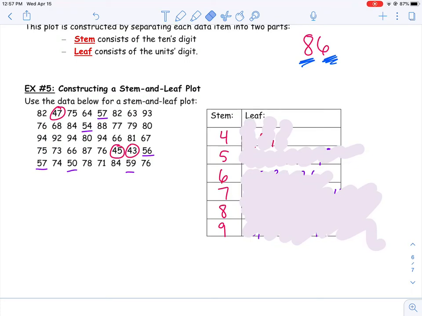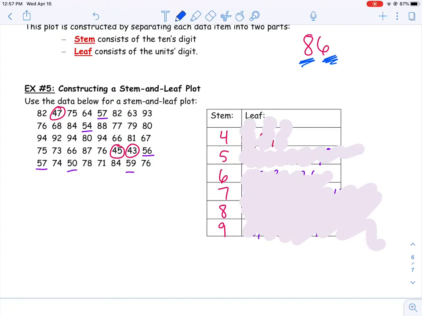So I'm going to put the stems there. You can do it in a different order. You can do 9, 8, 7, 6, 5, 4 the other way. That's fine too. And then we're going to go through and list how many of the data items were 40s. So 41, 42, how many of them happen like that?